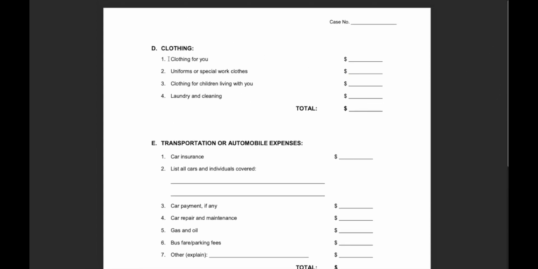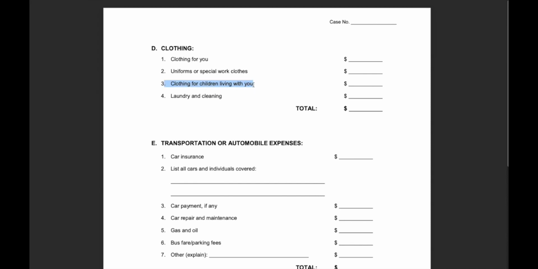Clothing. Oftentimes people do not pay for clothing each month. So I always tell clients to put an average, typically about $40, depending on the person and how much they spend. Uniforms or special work clothes: nurses oftentimes have to buy their own scrubs, or construction workers have to buy special footgear. So just on average, how much you pay per month for those types of things.